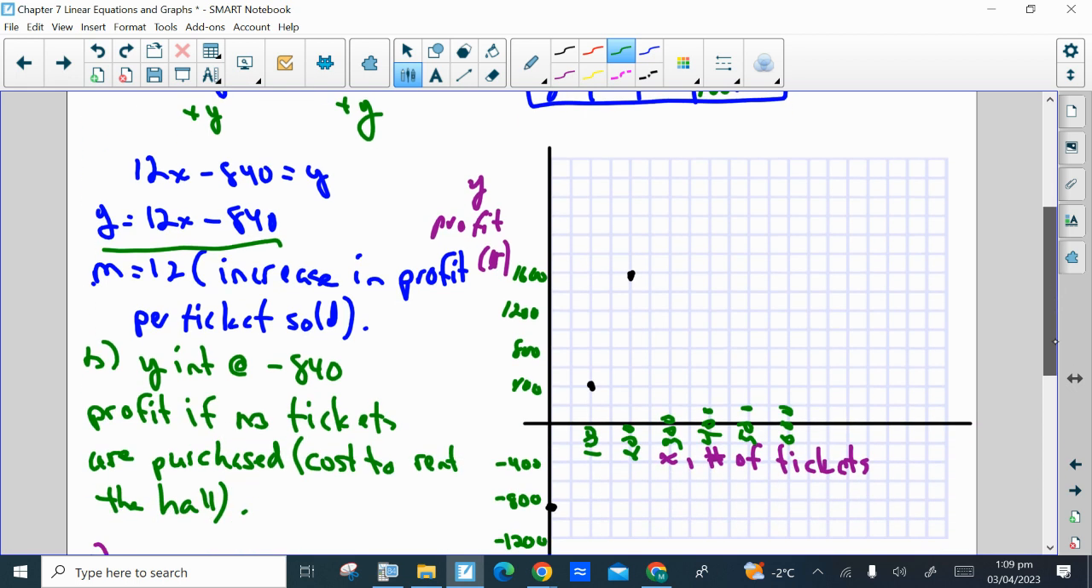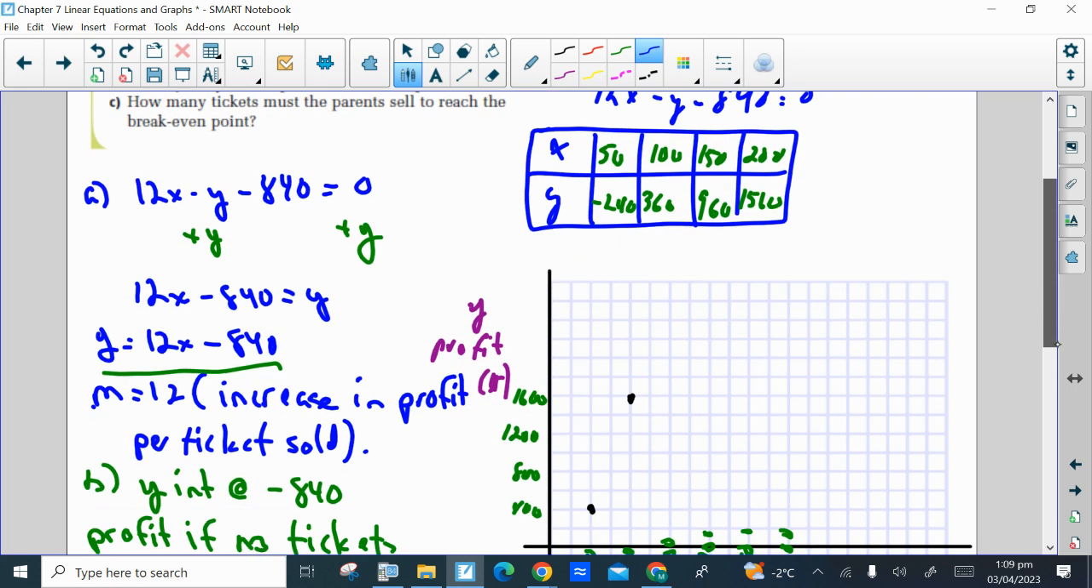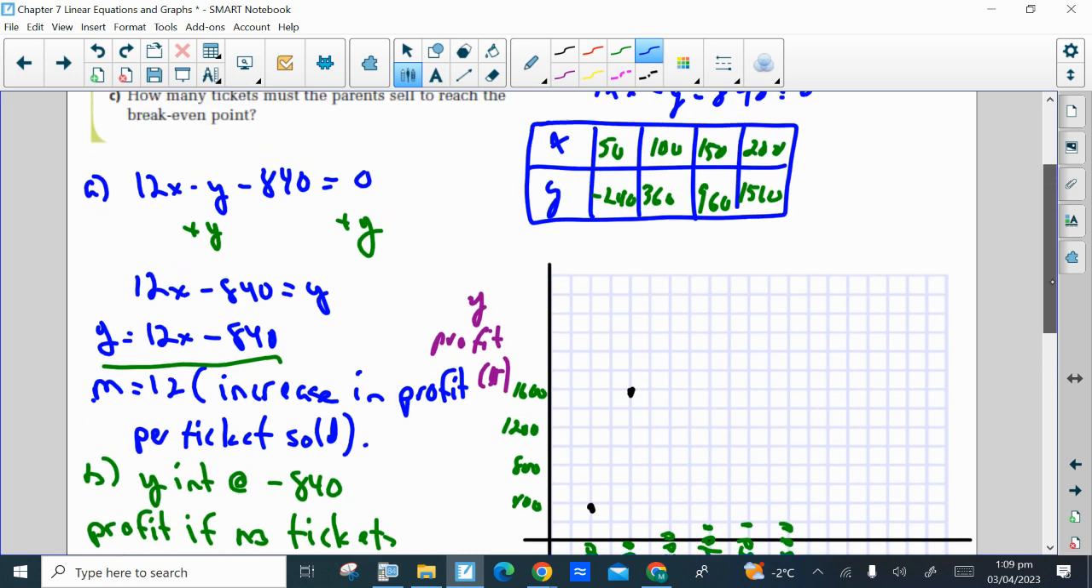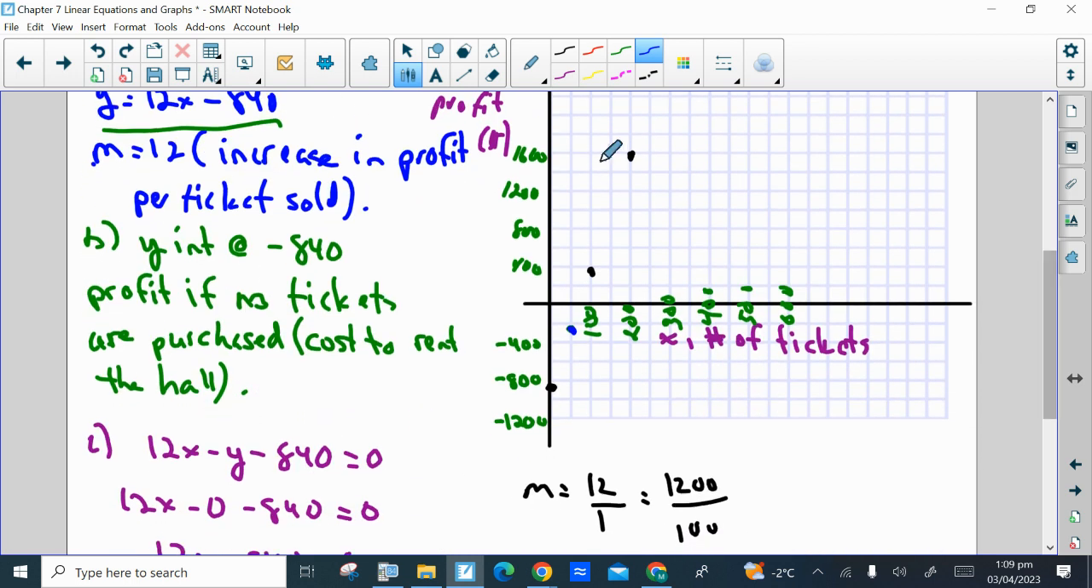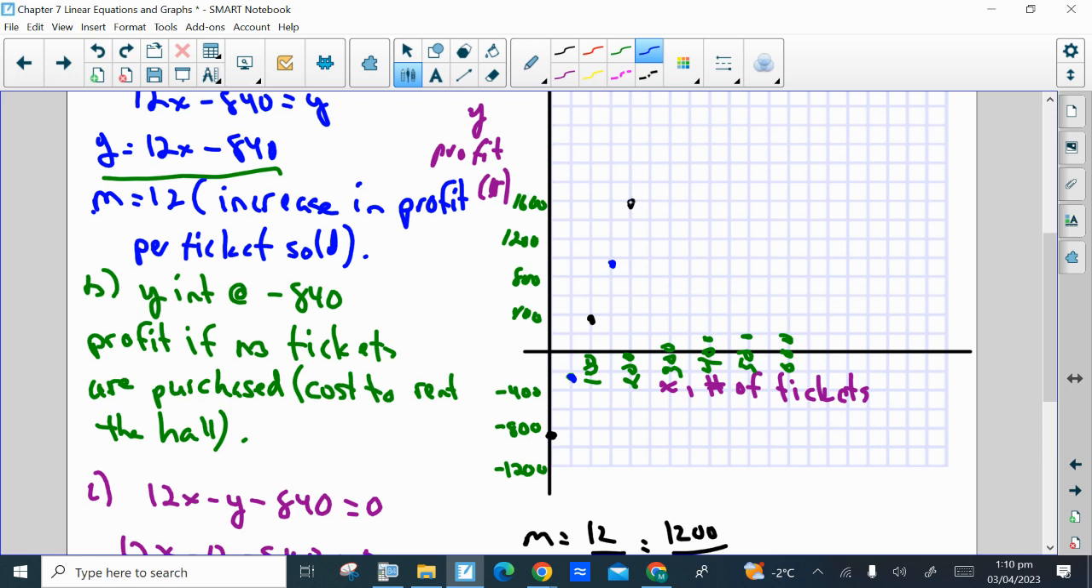The point 50 comma negative 240. Now you'd have to do some estimating, but that would be approximately right there. I'm changing color just so we can differentiate between the two sets of points that we used. The next point was 100 comma 360, which we actually already have on our line. It should be a little bit lower than what I have there because it's just below 400. The next point is 150 comma 960, which should be just below 1,000. That's about right there. And the last point, 200 comma 1560, which we already have. That's that point right there.